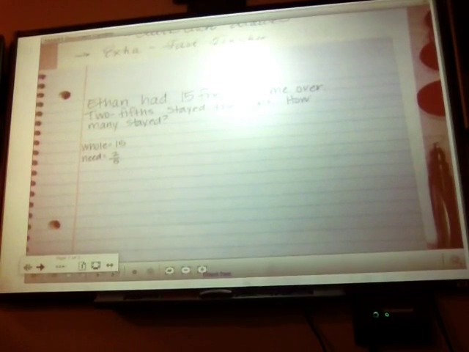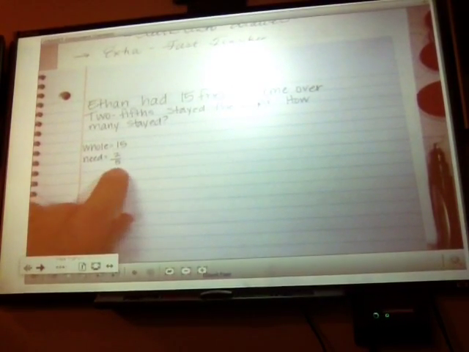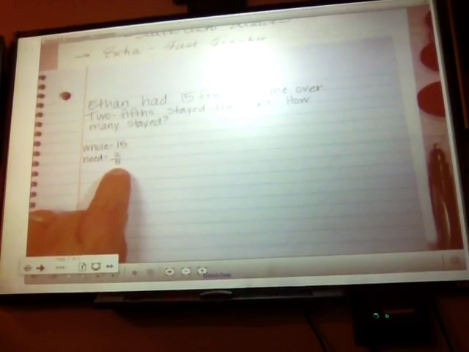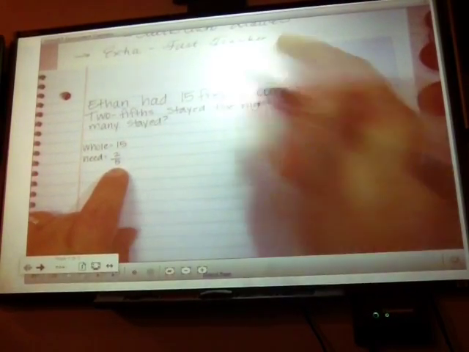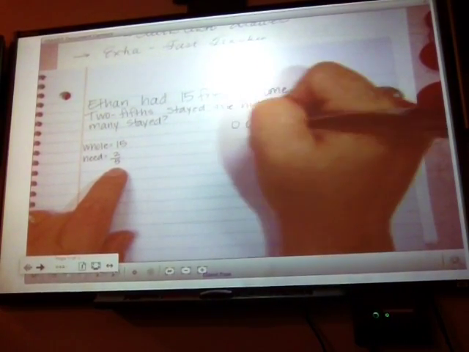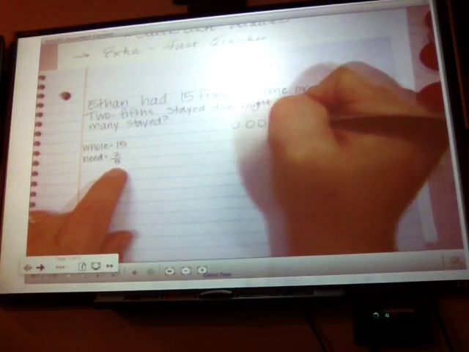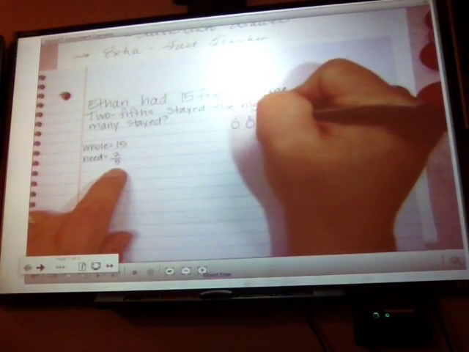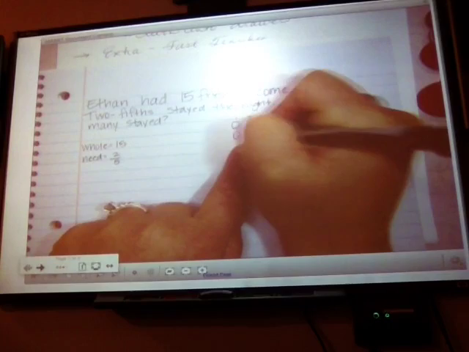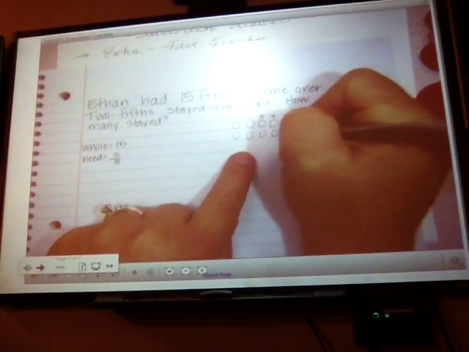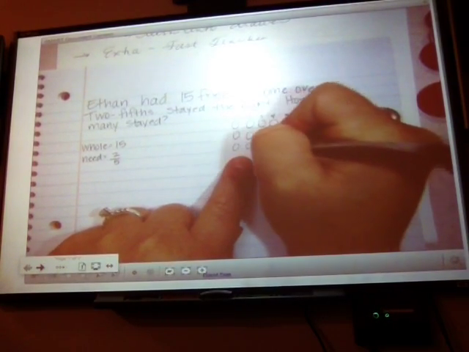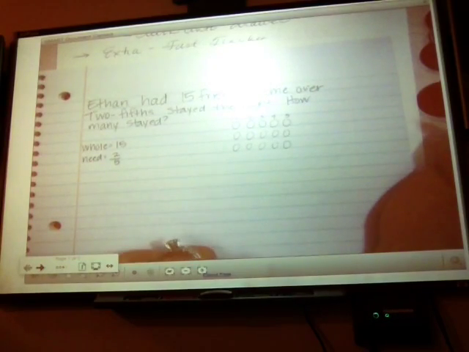So if I'm working with 15 friends, I want to put them in groups of what? Into 5 groups. So here we go. 1, 2, 3, 4, 5. 1 group, 2 groups, 3 groups, 4 groups, 5 groups. 6, 7, 8, 9, 10, 11, 12, 13, 14, 15.